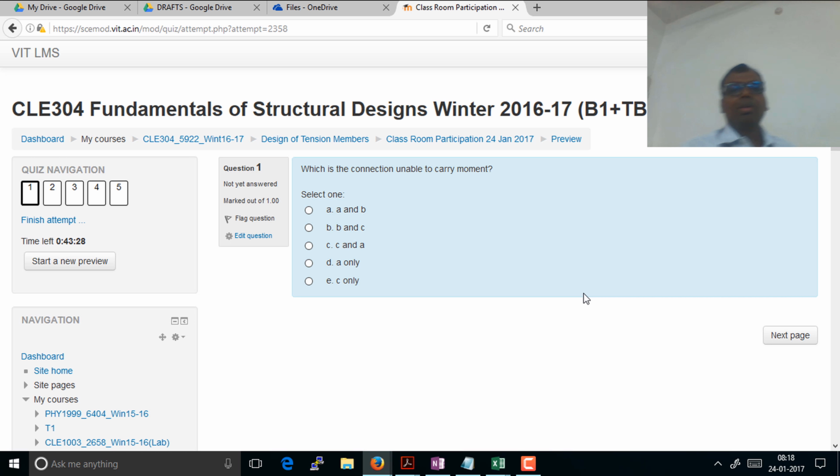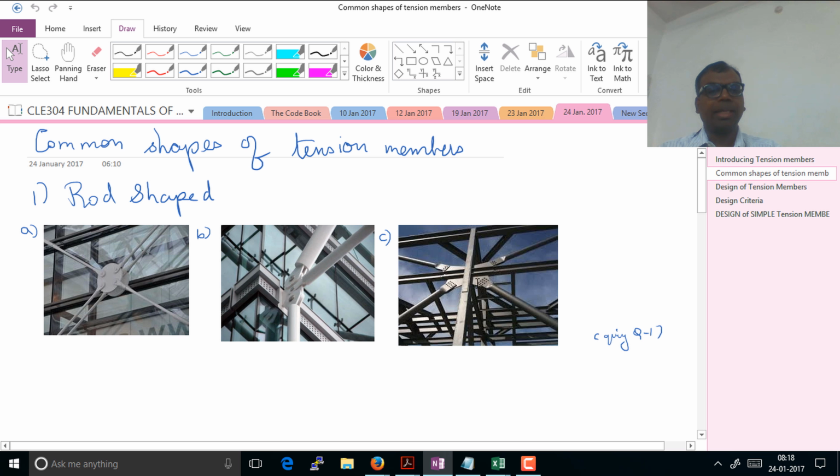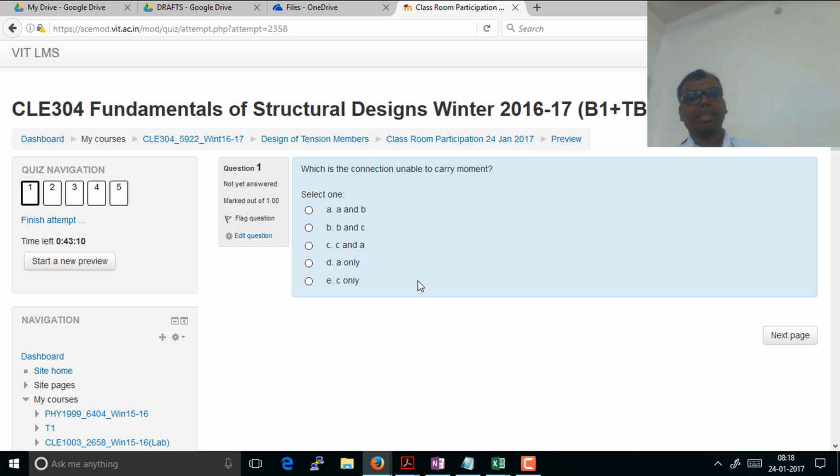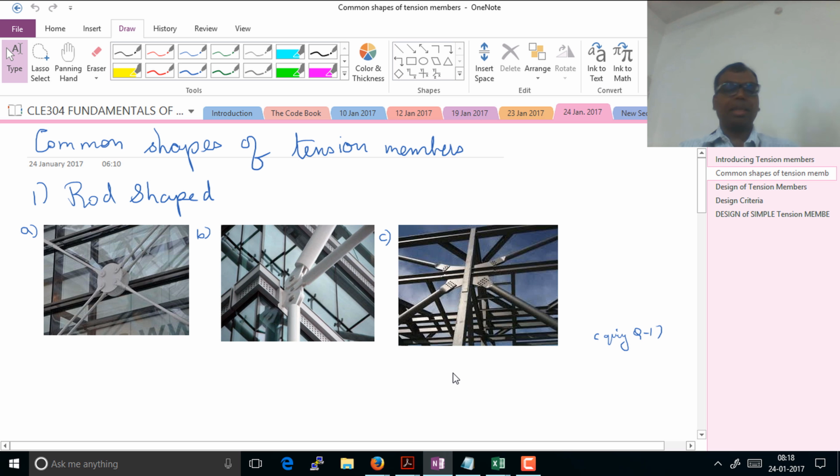Now here, the question is which is the connection which is unable to carry moment. You've got three connections. Which of the connections carries moment? So you can answer the question. These are the answers. I'm not able to show both of them. Probably you can see which are the connections which can take moment now for a minute. Then I'll change to the quiz.